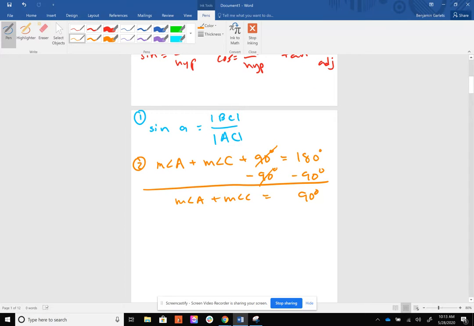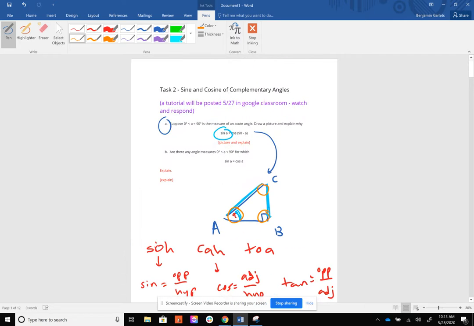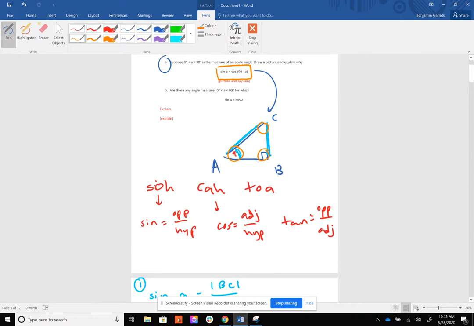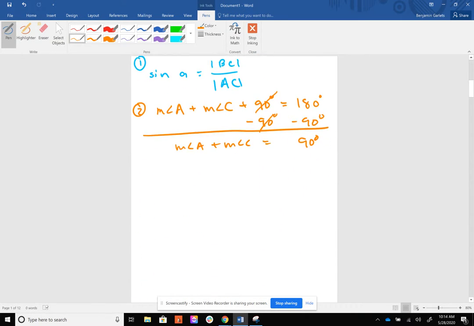All right, I'm going to move this for the sake of what we're trying to show here. If we go back up here, we're trying to get sine of A on one side and cosine of A on the other. So I'm going to move some things around here. Let's actually rewrite this as A plus measure of angle C equals 90 degrees. I'm going to subtract A from both sides. And I get measure of angle C equals 90 degrees minus A degrees.